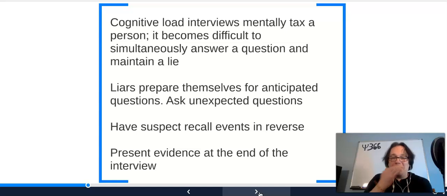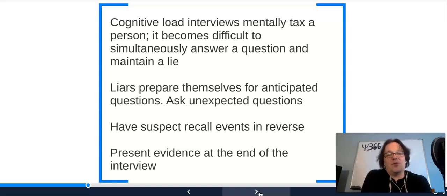So what will happen is before a person is being interrogated or questioned, they will typically prepare themselves for the type of questions that they expect to be asked. So they will rehearse answers to questions that they're expecting you to ask them. So, what can you do? If they're practicing, well, ask the questions that they don't expect you to ask. The questions that they didn't rehearse any answers to.